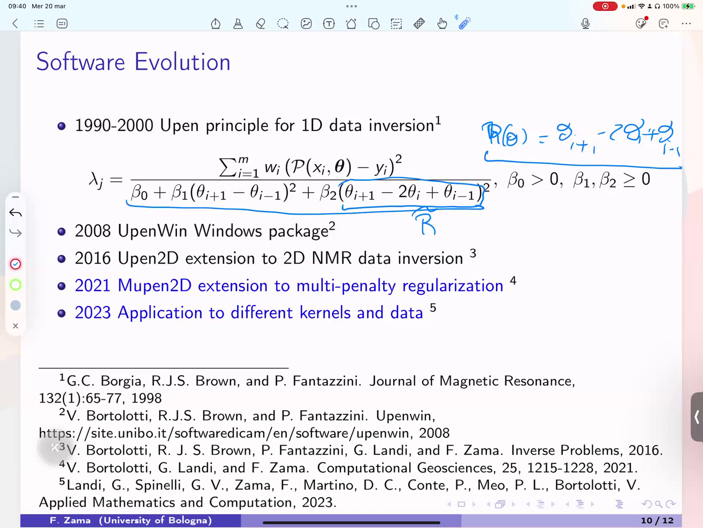Finally, the most recent contribution is the application of this principle to, for example, FFC data, where we have a combination of linear and nonlinear model. So we have a nonlinear model that has a linear and nonlinear part inside, and we use a pointwise regularization. We use multi-penalty regularization. So this is, somehow, the history of the different softwares, and Dr. Spinelli will show you the details.